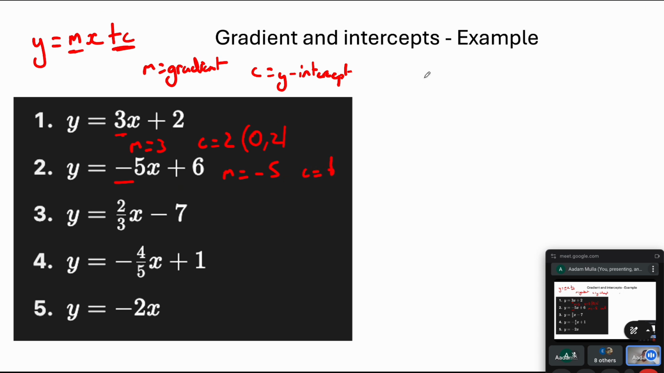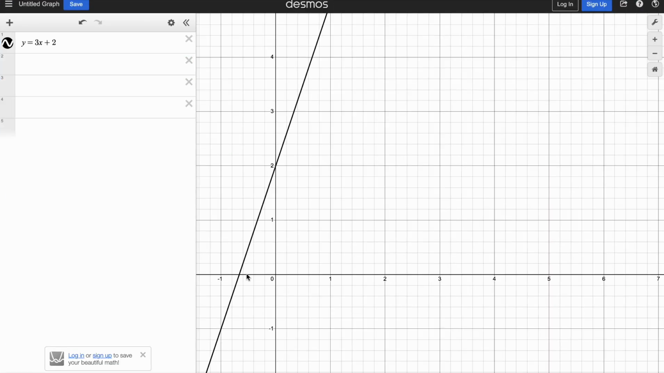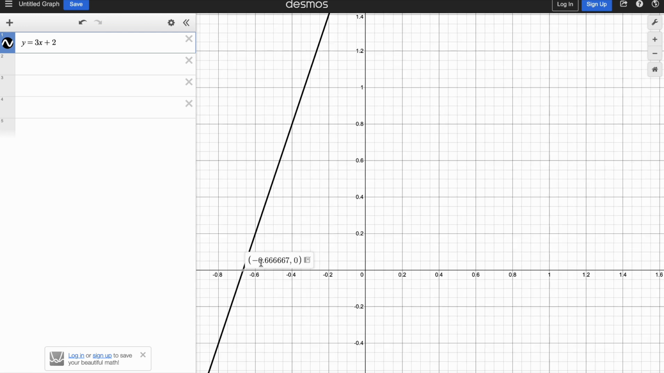And sometimes you might be asked, what is the x-intercept? So all that means is, where does it cross the x-axis? So there's 3 things that we can find: the gradient, the y-intercept, where it crosses the y-axis, and the x-intercept. So where it crosses the x-axis is over here. It's at negative, that'd be negative 2/3.